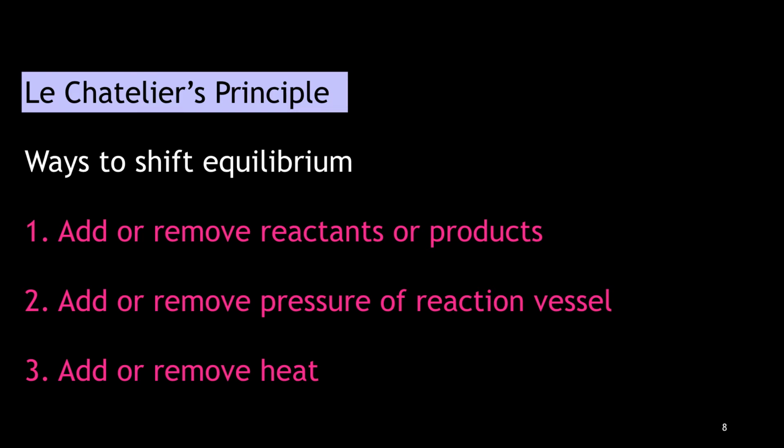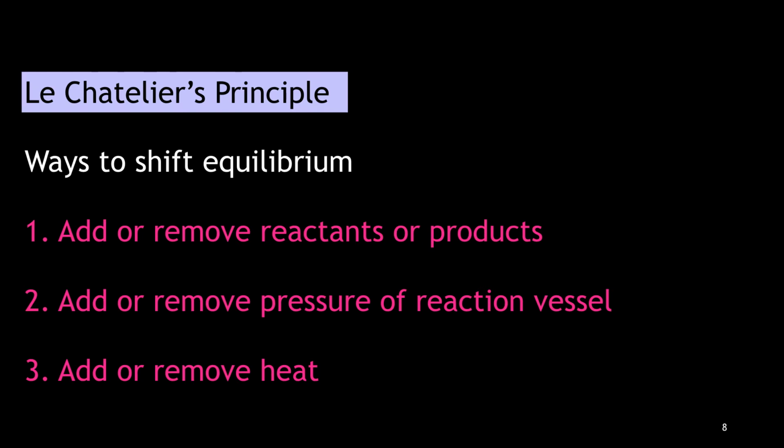If you have a gaseous reaction, changing the pressure of the reaction vessel will cause the equilibrium to shift. If you increase the vessel pressure, the equilibrium will shift toward the side with fewer moles of gas, thus lowering the spike in pressure. If you decrease the pressure of the vessel, the equilibrium will shift towards the side with more moles of gas to alleviate the drop in pressure.